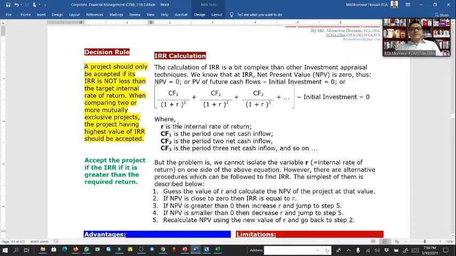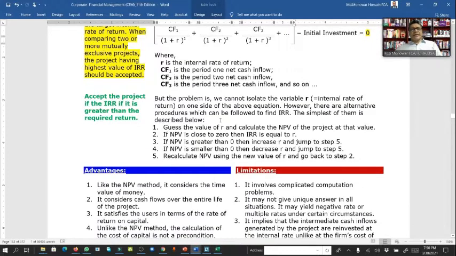So we can calculate this way. It's a series of cash flows, and from that we subtract the initial investment, and that result would be 0. That point is the internal rate of return. So here, accept the project if the IRR is greater than the required return.